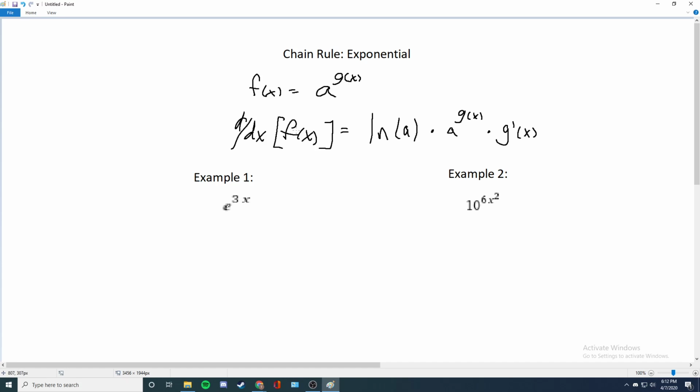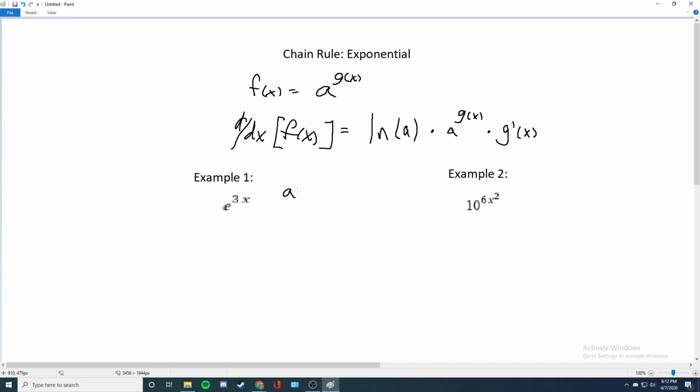Now, if we want to take the derivative of f of x, we'll first need the natural log of the base. So whatever number the base is, we take the natural log of that, multiply it to the original function, a to the g of x power, times the derivative of g of x. And just like the last chain rule problems, this looks complicated, but once we get into it, it's not that bad. So, example 1, we have e to the 3x power.